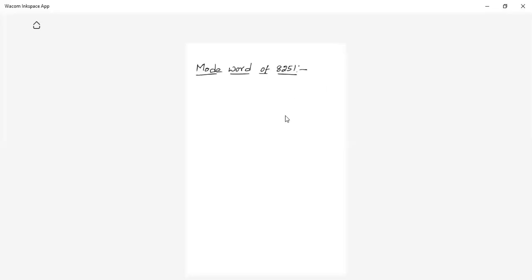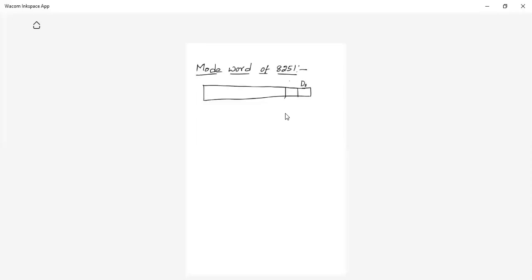Right. So how will the mode word be? Just see. The mode word is an 8-bit word. Even in our mid or external exams, we may ask the question, like, draw the format of the mode word.